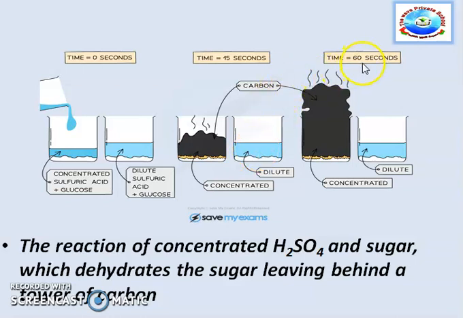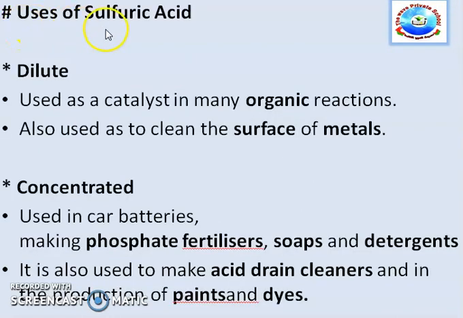After an interval of 60 seconds, you can see the change. You can see the sugar level. It is leaving behind the tower of carbon, and in the other beaker, the dilute acid is unreacted. It stays the same from time 0 seconds to time 60 seconds. So this is the effect of concentrated sulfuric acid and dilute sulfuric acid with glucose. What is glucose? Glucose is sugar. Got this point? Let us proceed and check what are the uses of sulfuric acid.